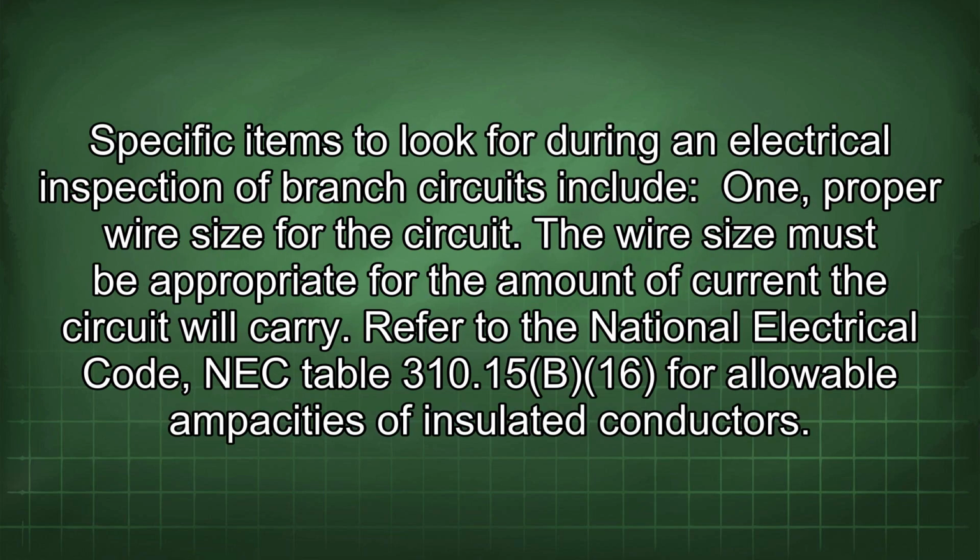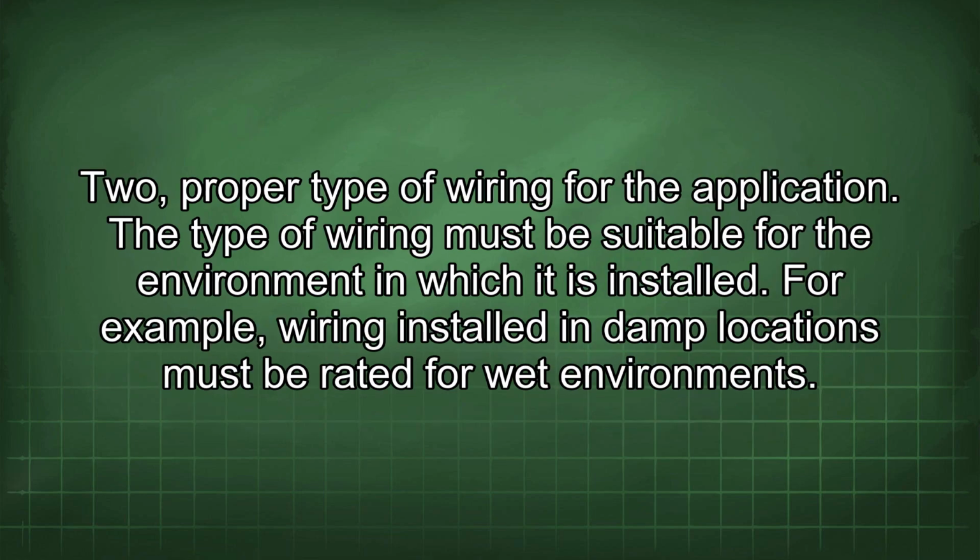Specific items to look for during an electrical inspection of branch circuits include: 1. Proper wire size for the circuit. The wire size must be appropriate for the amount of current the circuit will carry. Refer to the National Electrical Code, NEC Table 310.15(B)(16) for allowable ampacities of insulated conductors. 2. Proper type of wiring for the application. The type of wiring must be suitable for the environment in which it is installed. For example, wiring installed in damp locations must be rated for wet environments.